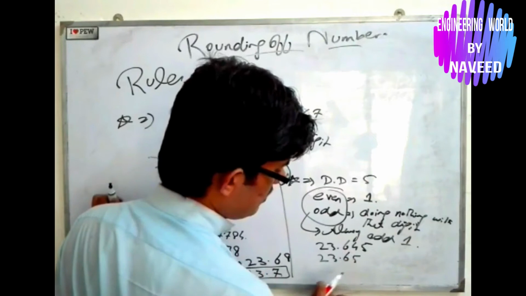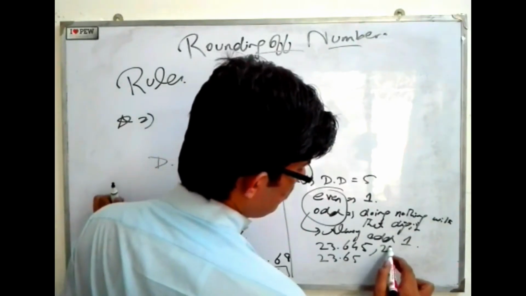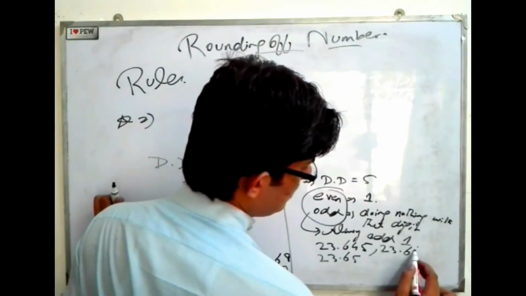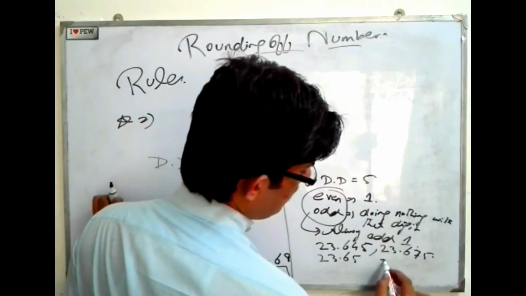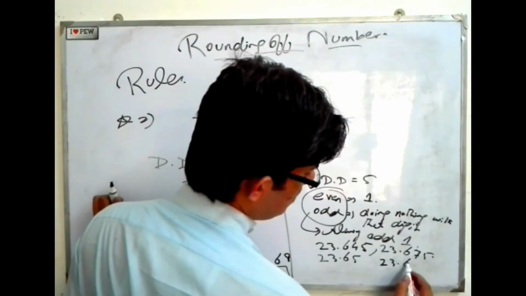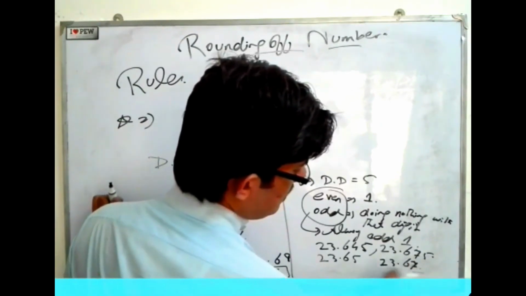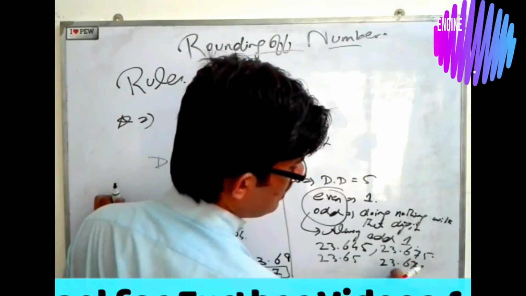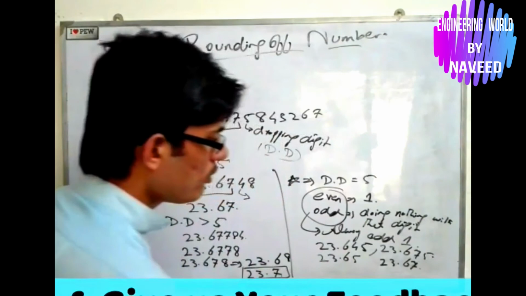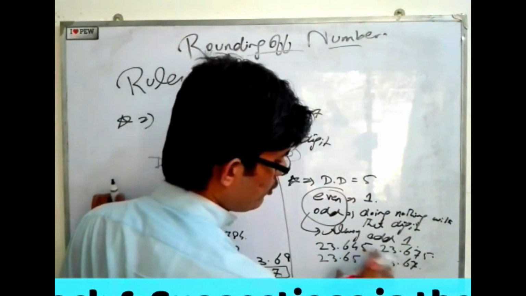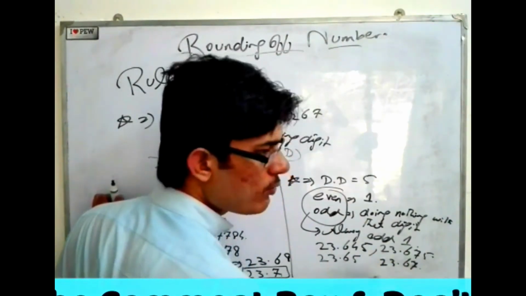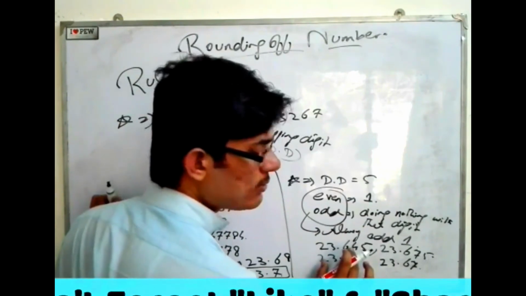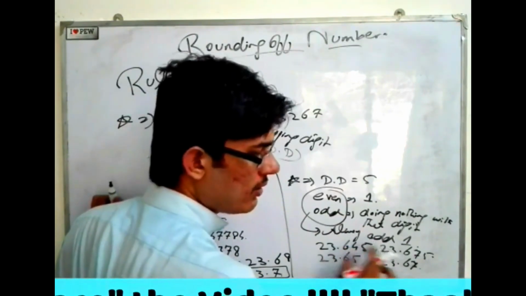in that even case. While if such a type of situation comes, 23.675, it will be 23.67 because the digit before the decimal is odd, so that's why I am writing that way. But in new books, we don't use such a convention. We always add one, whether the digit before the decimal is even or odd.